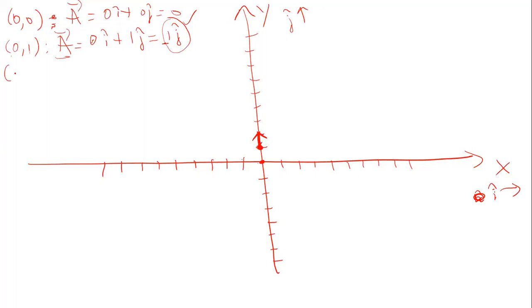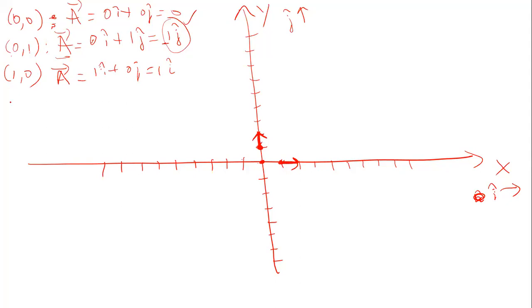Now, if you consider the 1, 0 point, this is your 1, 0 here. The x value is 1, the y value is 0. So your A vector will be 1i plus 0j, which is 1 into i cap. So here, your vector field will have this direction, with unit magnitude.